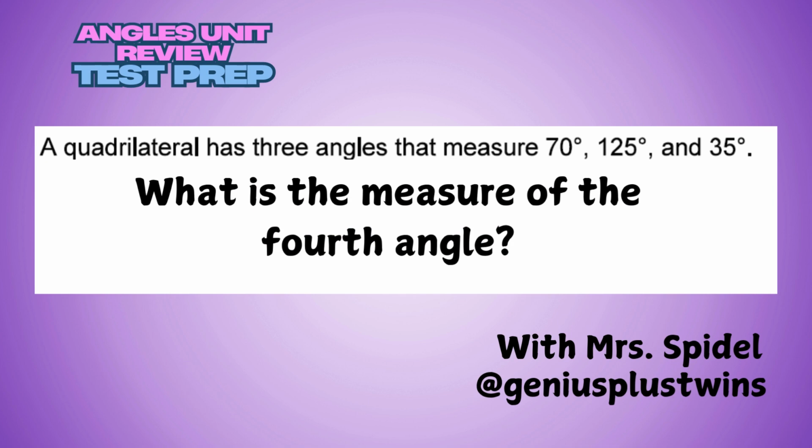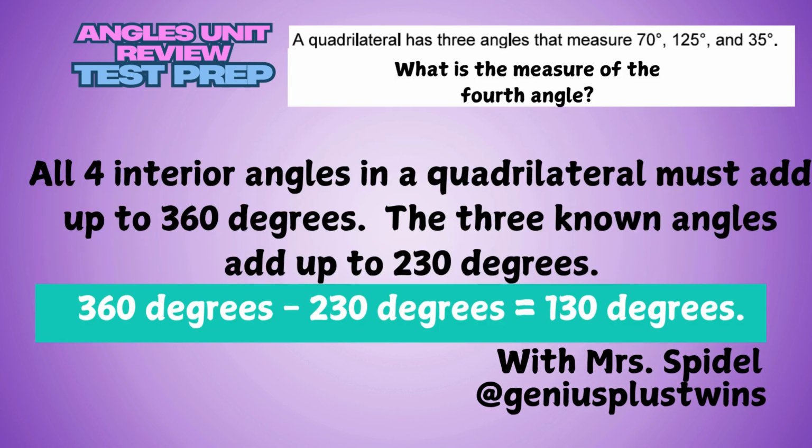In this next example, a quadrilateral has 3 angles that measure 70 degrees, 125 degrees, and 35 degrees. You are asked to find the measure of the 4th angle. Once again, I encourage you to pause the video and try this out on your own. Then when you're ready, you can unpause the video and check to see if your answer is correct. If you had an answer of 130 degrees for that fourth angle, you are correct.